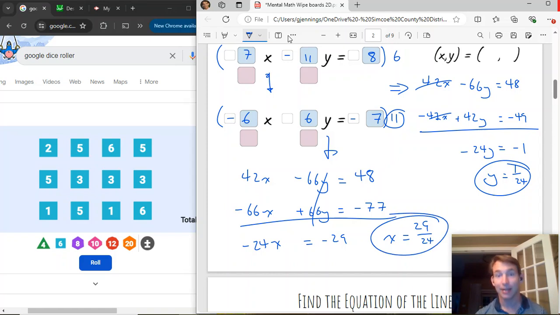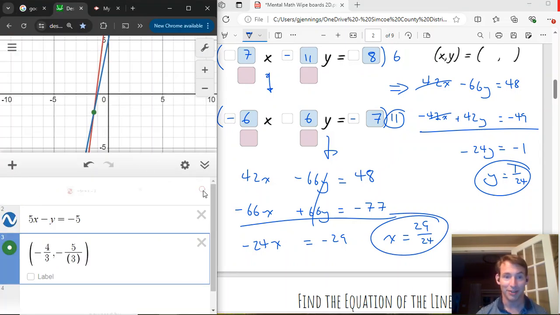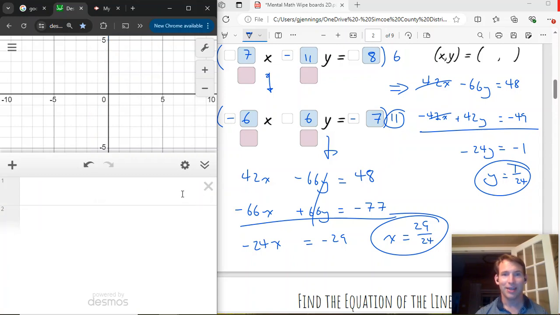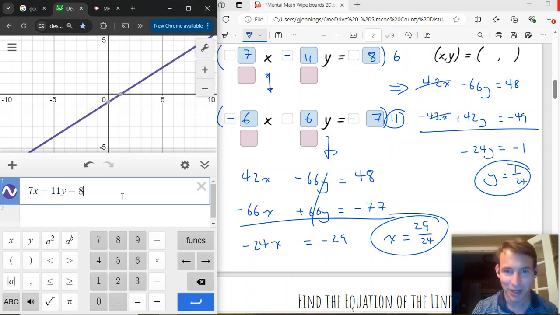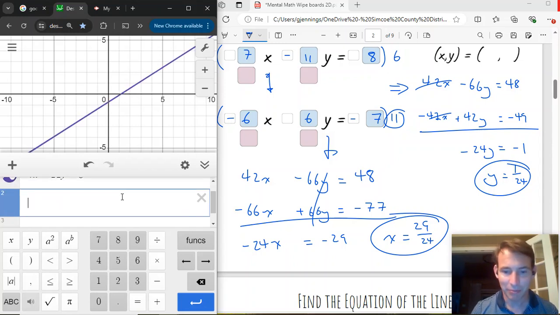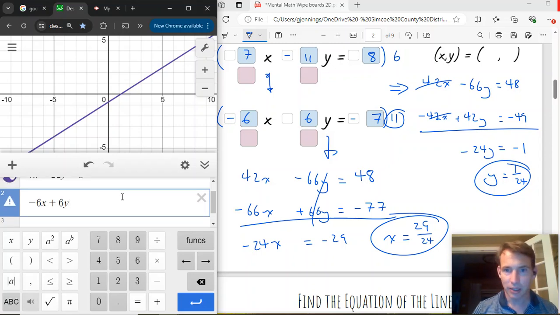Take that and check it in Desmos, see if we're right. This time I'm pretty confident. So let's go. Copy in your equations. 7x minus 11y is equal to 8. And minus 6x plus 6y, I forgot an x there, is equal to negative 7.